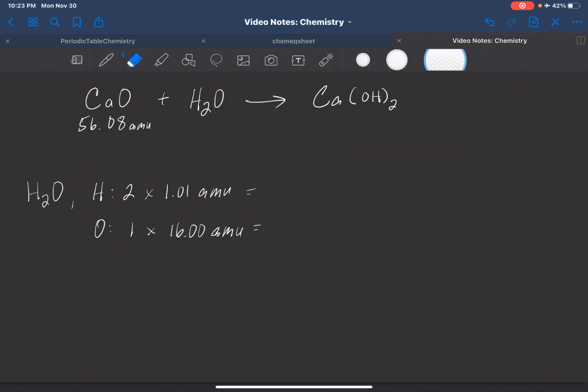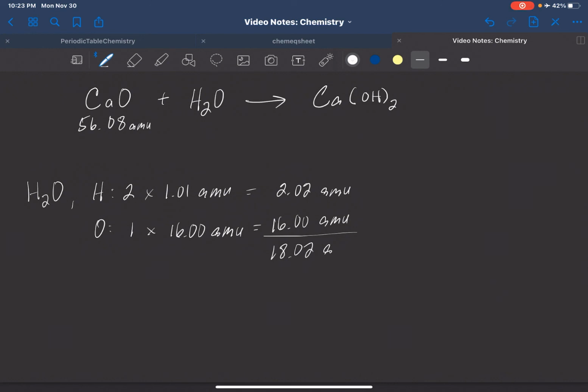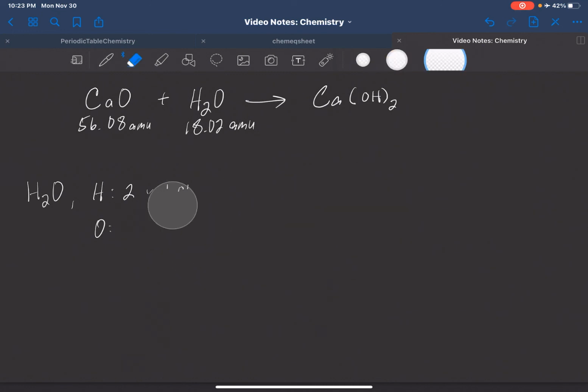So that would be what? That would be 2.02 AMU. That would be 16 AMU. And so this number here is one that you will actually use quite a bit. So there's your 18.02 AMU. Okay, pretty straightforward.